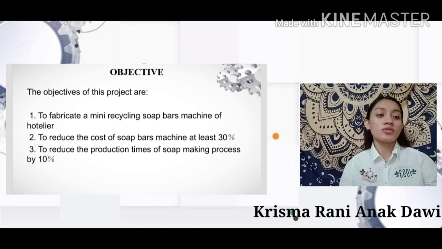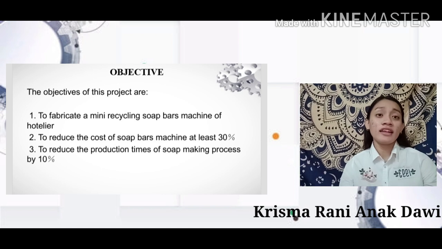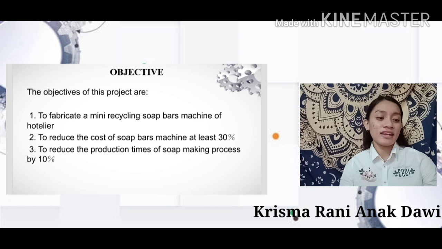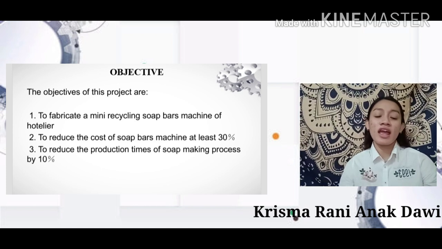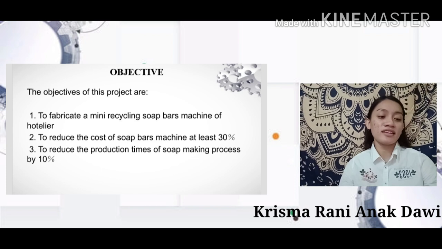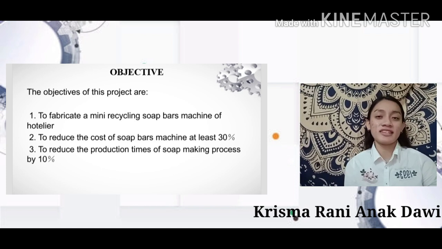Number three, to reduce the production time of the soap making process. This machine only needs between 20 to 30 minutes to produce the product, unlike other machines available in the market that need almost 1 hour or more for production.